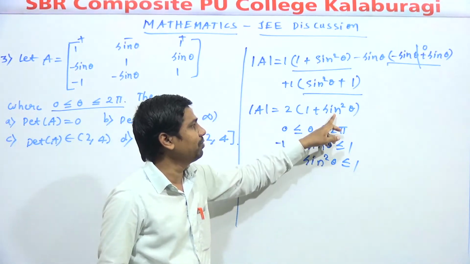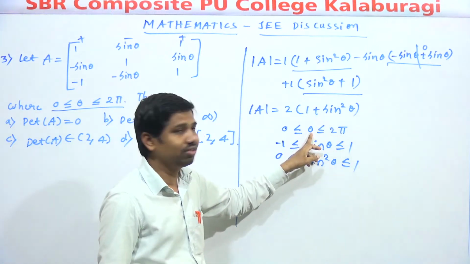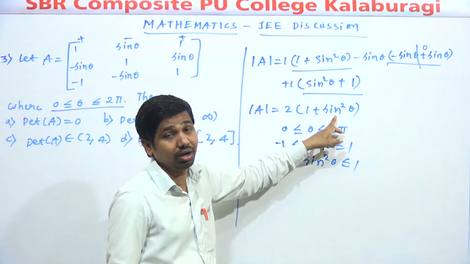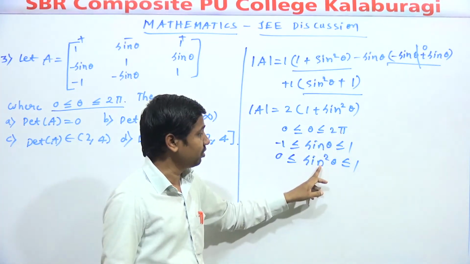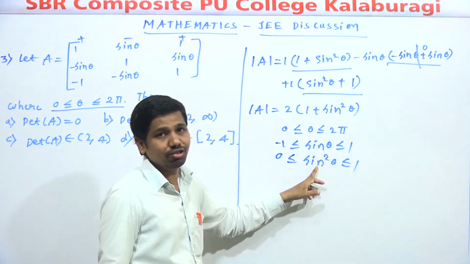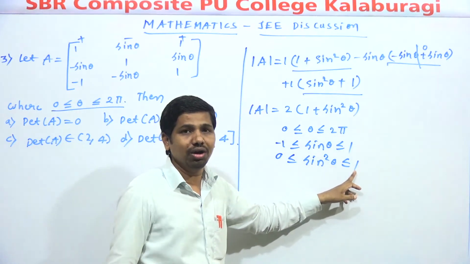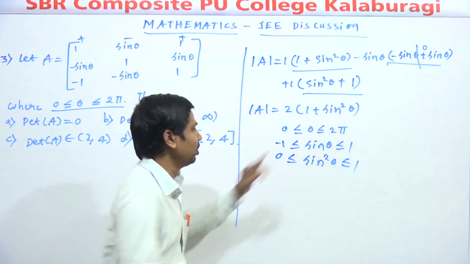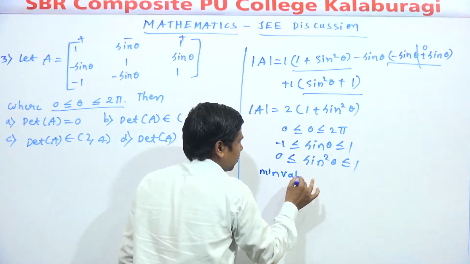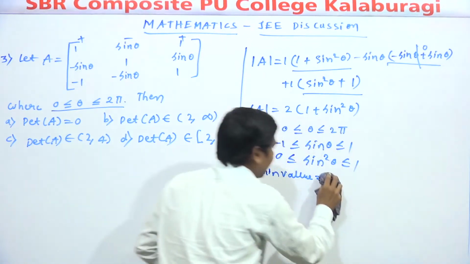The minimum value is sin 0, and the maximum is sin of 90 degrees, and 90 degrees comes in this interval. Sin 90 is equal to 1, and sin 0 is equal to 0. So the minimum value of sin square theta is 0 and the maximum is 1. Sin theta is 0 when theta is 0, and sin theta is 1 when theta is 90 degrees.